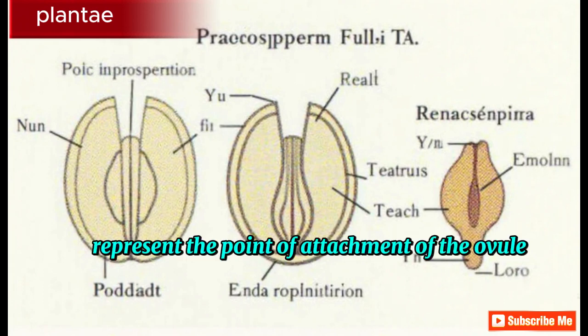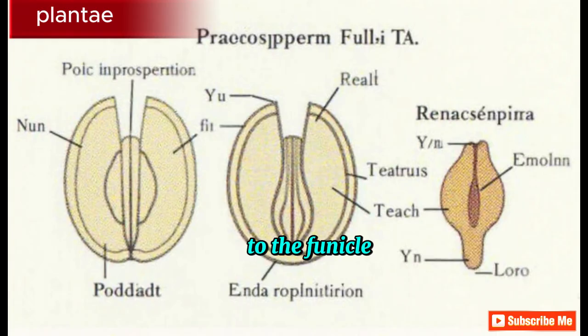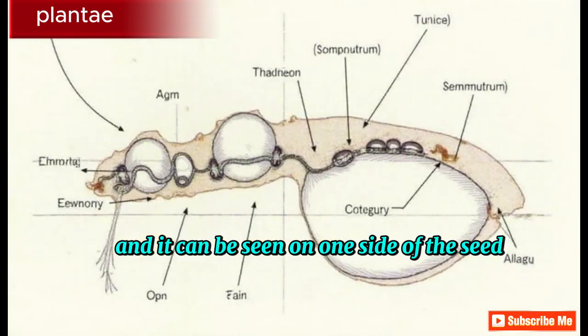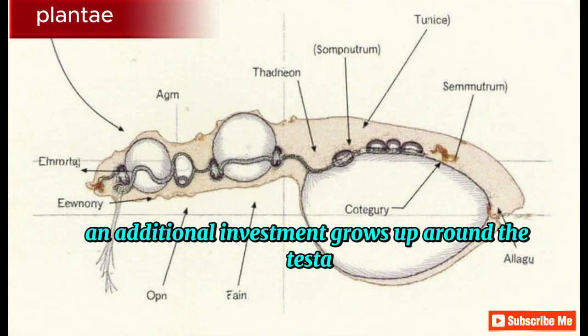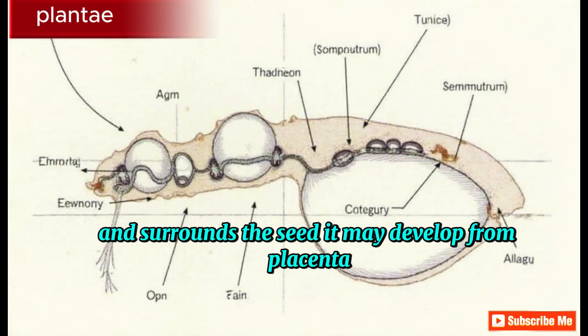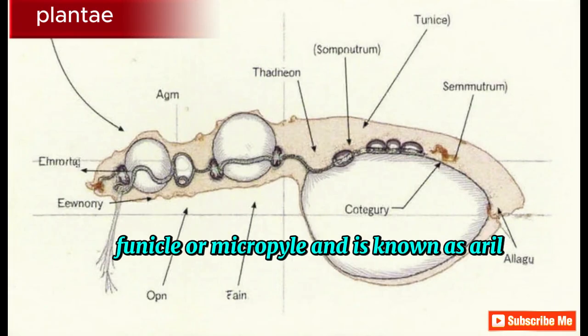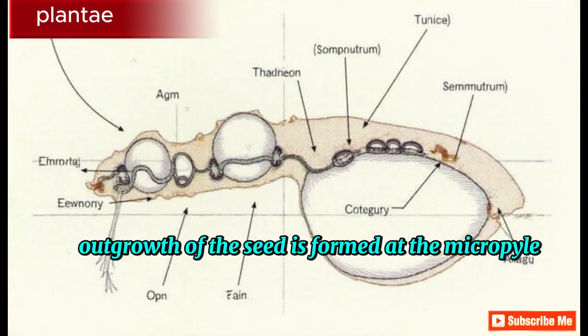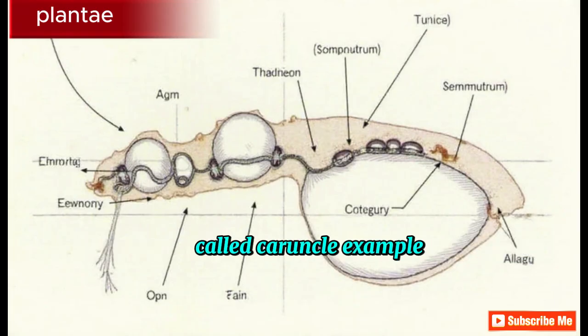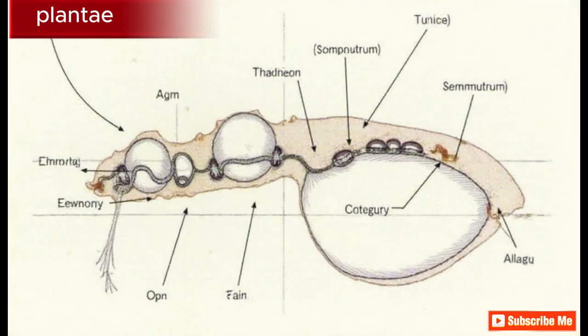represents the point of attachment of the ovule to the funicle, and it can be seen on one side of the seed. In some seeds, an additional investment grows up around the testa and surrounds the seed. It may develop from the placenta, funicle, or micropyle, and is known as aril, as in lychee. In certain seeds, a small fleshy outgrowth of the seed is formed at the micropyle, called caruncle, for example in castor oil seed.